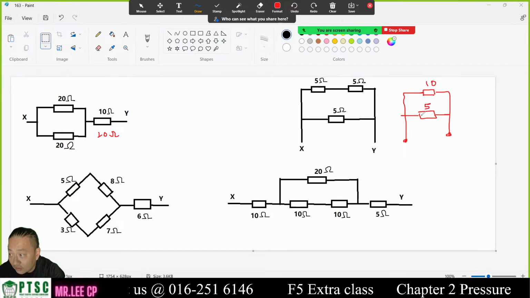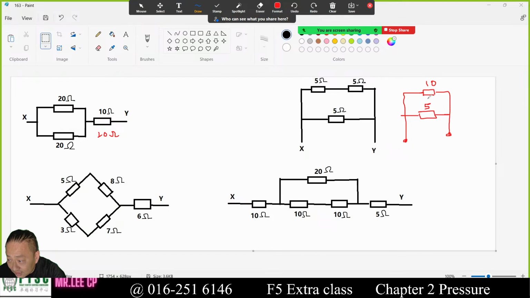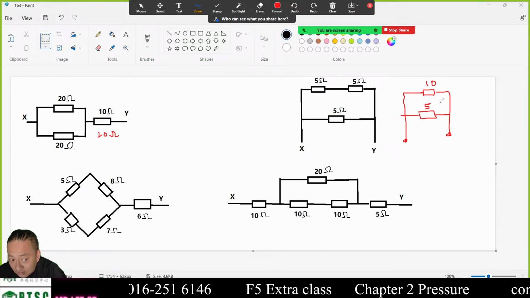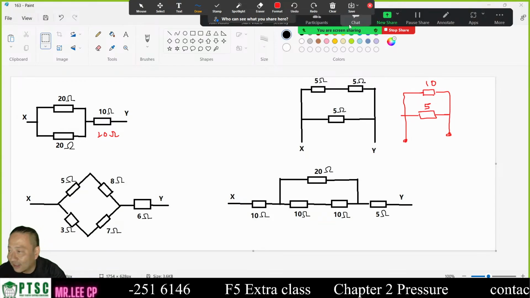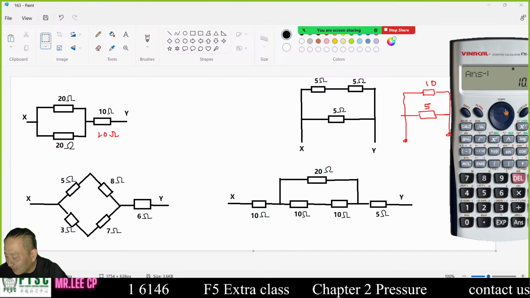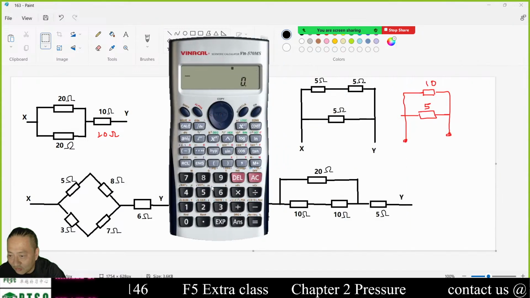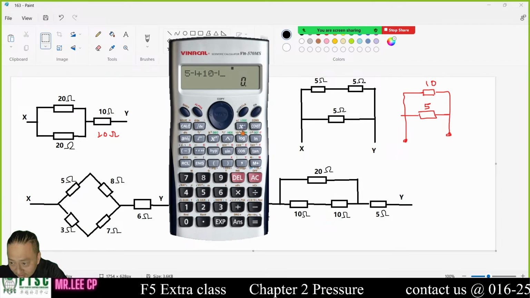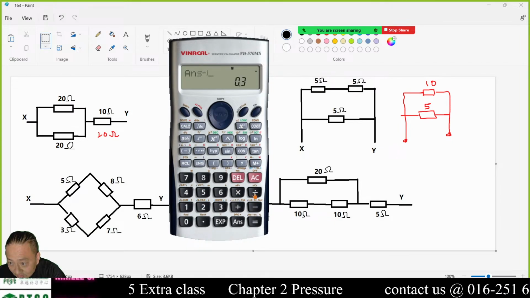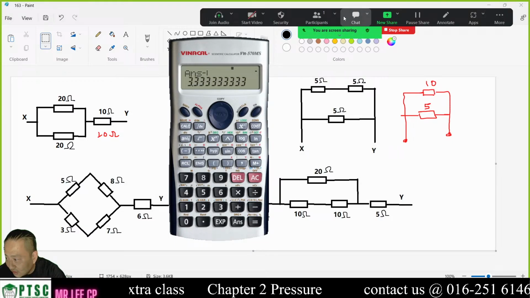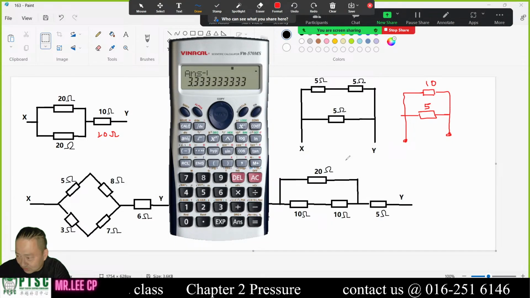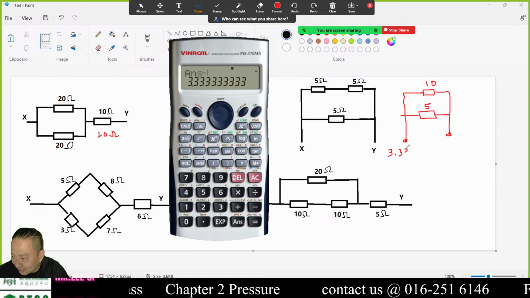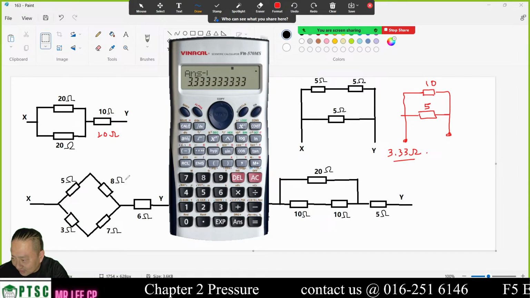Now is this one in series or parallel? This one is in parallel. So parallel: 5 inverse plus 10 inverse equal, 3.33. You get it. Very good. So try this one.